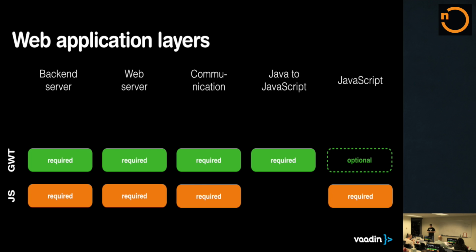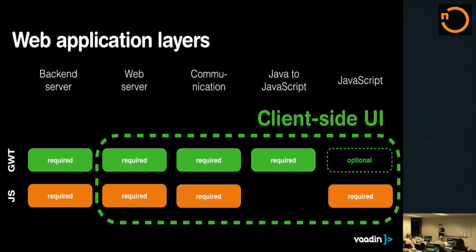If you look at the Google Web Toolkit, there is a brilliant way of compiling from Java to JavaScript. So instead of writing in JavaScript directly, you write in Java and compile that. And optionally, you can go over and write parts in JavaScript as well. But you still have 4 layers. And both of these are strictly client-side UI approaches.